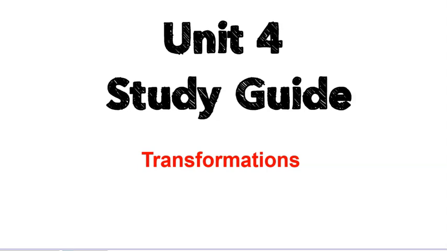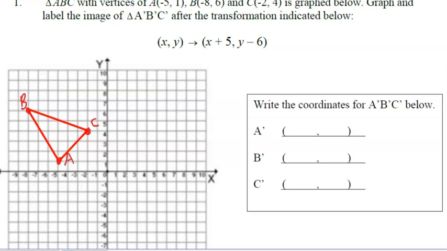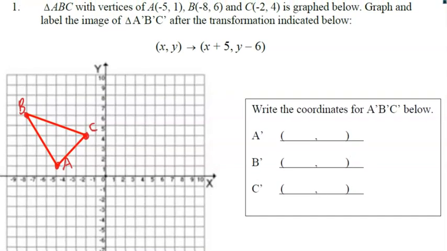Let's prepare for the Unit 4 test on transformations. The first question on the study guide shows you a triangle with vertices A, B, and C, and the coordinates are provided for you. They're asking you to perform this transformation, which is a translation.